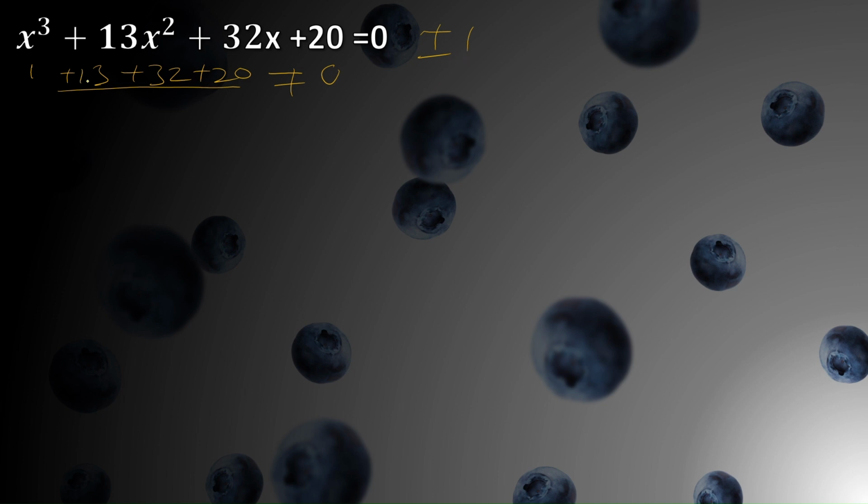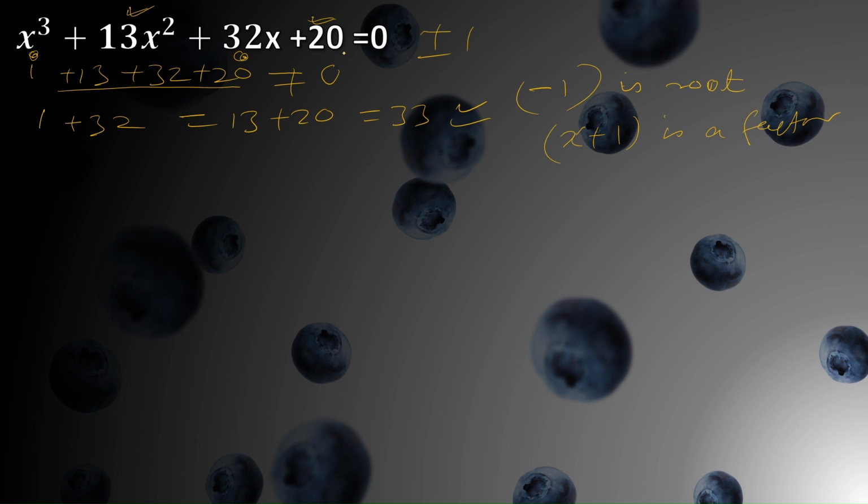Condition for minus 1. What is the condition for minus 1? Sum of the alternate terms should be the same. So 1 plus 32 is equal to 13 plus 20, 33. So the condition is satisfied for minus 1. So minus 1 is a root, that is x plus 1. x plus 1 is a factor.